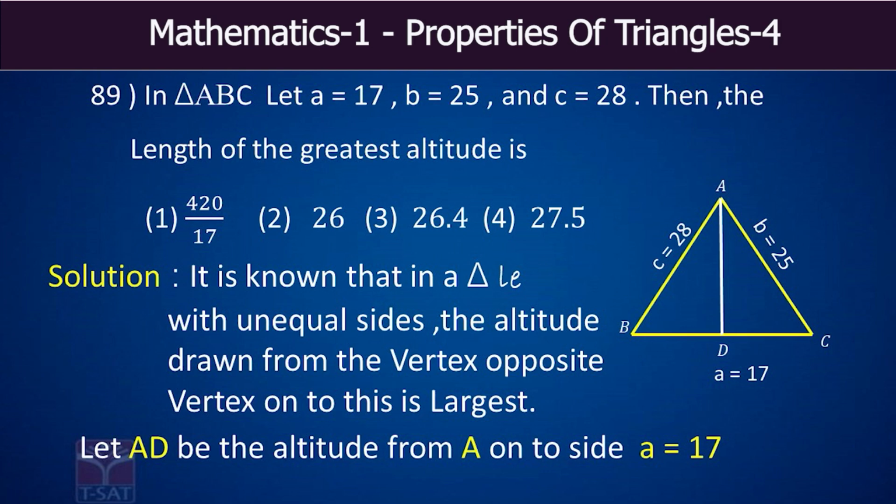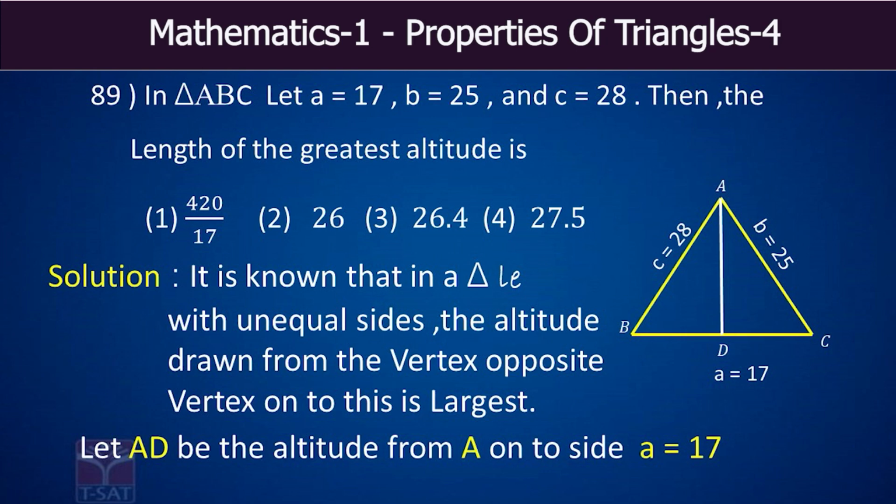In triangle ABC, let a is equal to 17, b is equal to 25 and c is equal to 28. Then the length of the greatest altitude is 420 by 17, 26.4 and 27.5. It is known that in a triangle with unequal sides, the altitude drawn from the vertex opposite the smallest side is the largest one.